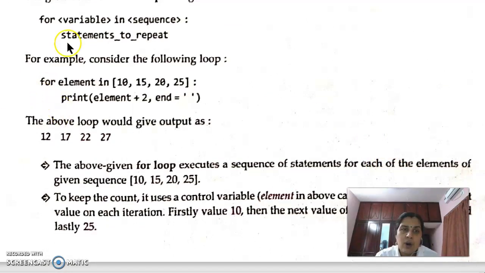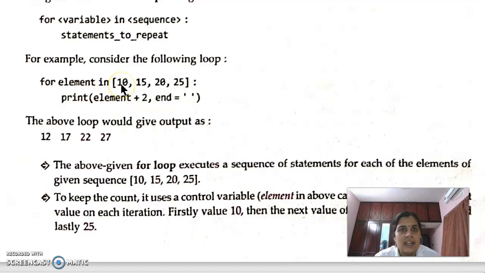This is an example. Instead of variable, here we used element. You can use i or any variable name. Here they used: for element in the array 10, 15, 20, 25: print element plus 2, comma, end equal to space. Single quotes means space. So for element in 10, 15, 20, 25 means this for loop contains an array of elements. It is 10, 15, 20 and 25. Then it goes inside the loop. Here, print element plus 2.